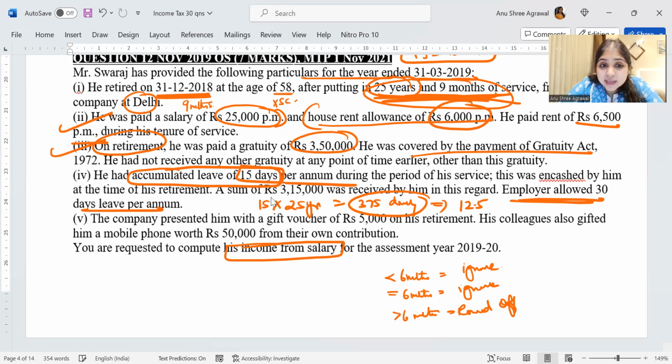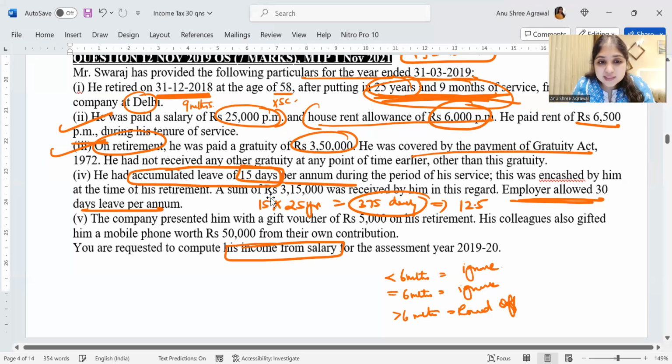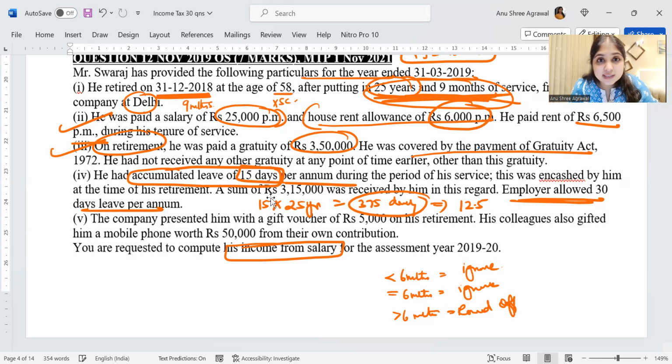Did you understand my working note regarding my discussion on leave salary? Yes, I'll repeat once again. Listen, the question says accumulated leave is 15 days per year. Can I take this 15 days number as it is? If this 15 days number is calculated on the basis of the maximum entitlement of 30 days every year, what do you call it? We call it the rate of earned leave entitlement. Rate of earned leave entitlement means in a year, how many days leave are you allowed to take? Here he is allowed to take 30 days every year.